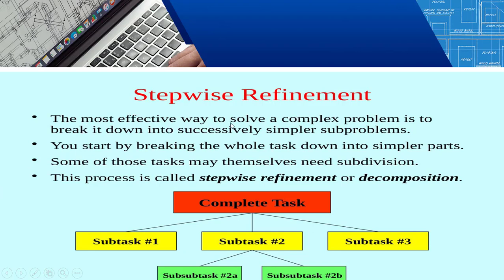The most effective way to solve a complex problem is to break it into small problems. Here we are breaking a complete task into sub-problems, and you can start by breaking the whole task into simple problems: subtask 1, subtask 2, subtask 3. Again, subtask 2 is broken into subtask 2A and subtask 2B. This process is called stepwise refinement or decomposition.